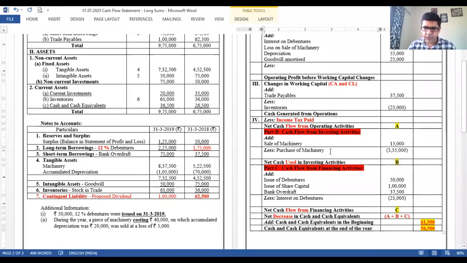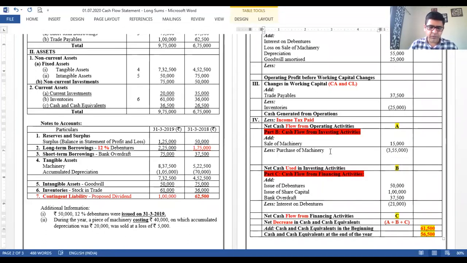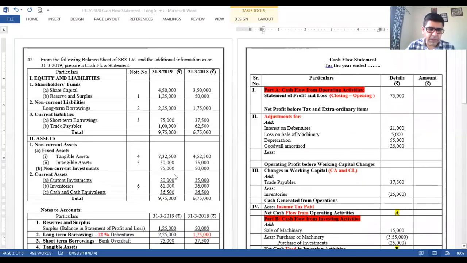Let me put it over there: investing activity, outflow, purchase of investments, right? The amount will be from 50 to 75, that's 25,000. Okay, so this is how we are done with the investments also. One more thing is left.